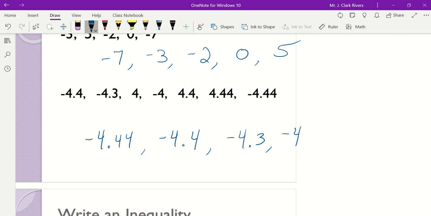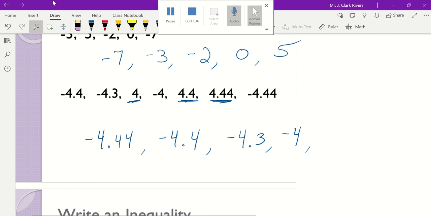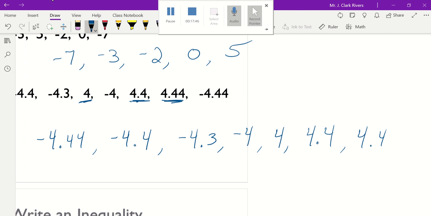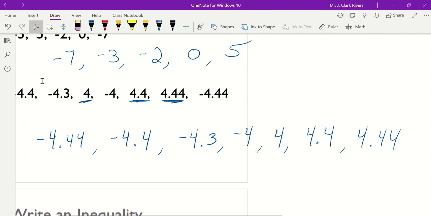Now let's keep going with our positive numbers. So we have positive 4, we have positive 4.4, we have positive 4.44. Madison, what comes next? Positive 4. Yeah, it's going to be positive 4 next. Madison, what comes after positive 4? 4.4. And then finally? 4.44. That's a lot of 4s, y'all. So there you go. That is your list of those numbers from least to greatest.